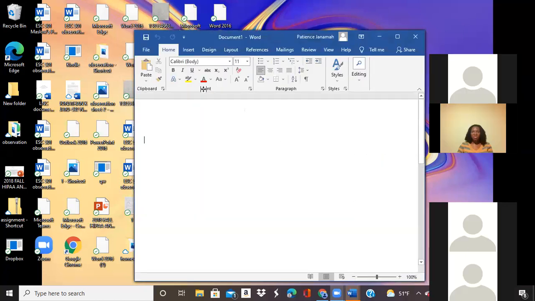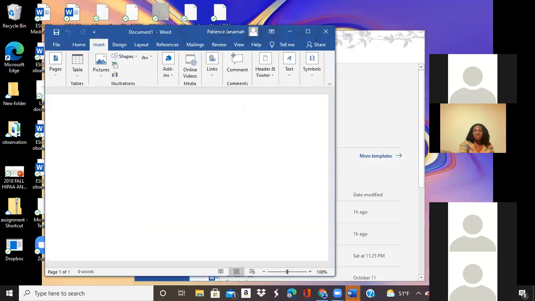Is my screen being shared or can we not see it? Can we see my screen? Yes. Yeah, I can see your screen. You can see the Microsoft thing I put there? Yes. Okay.